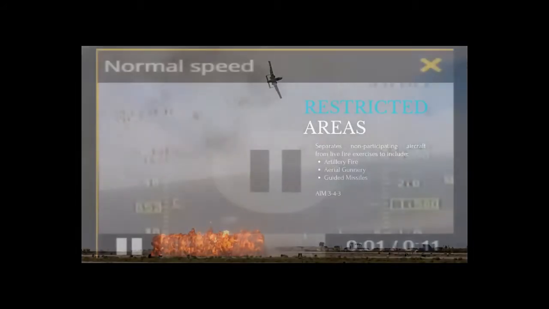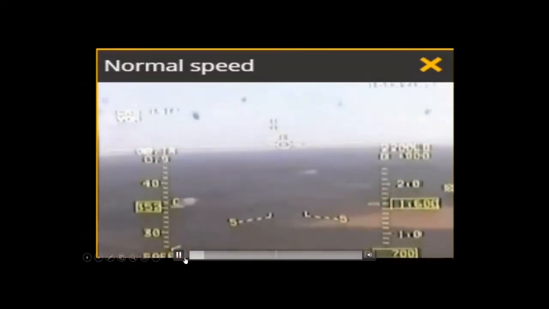Certainly a training flight, probably along an MTR, definitely along an MTR. And then, of course, as they're flying along, whoops. This is real time again.